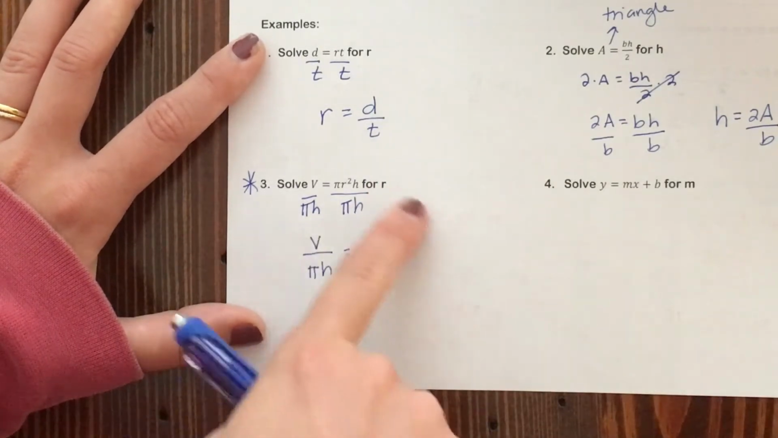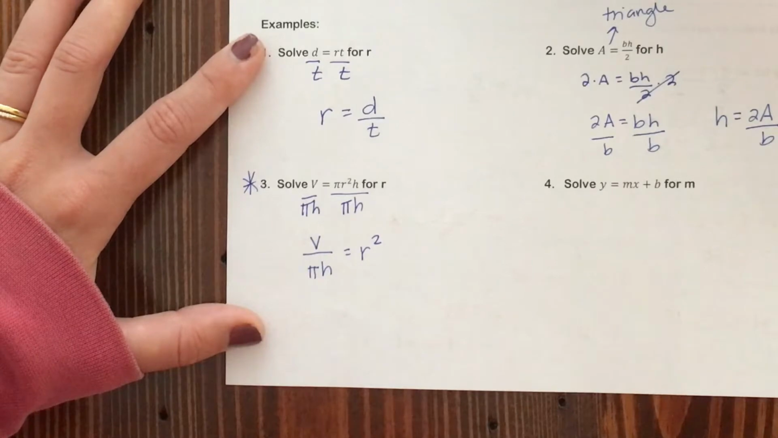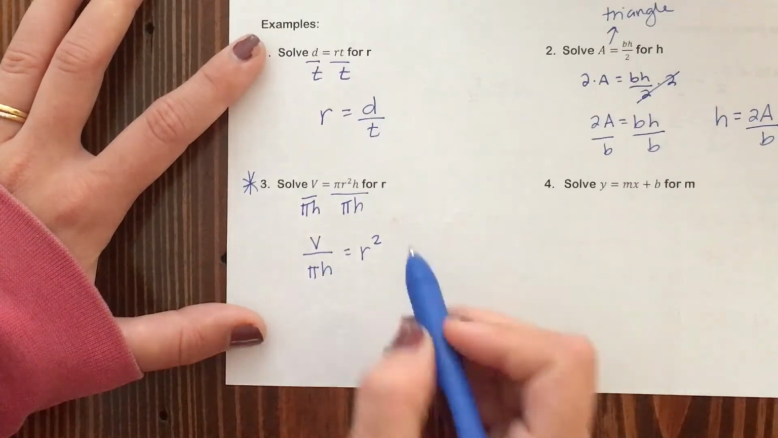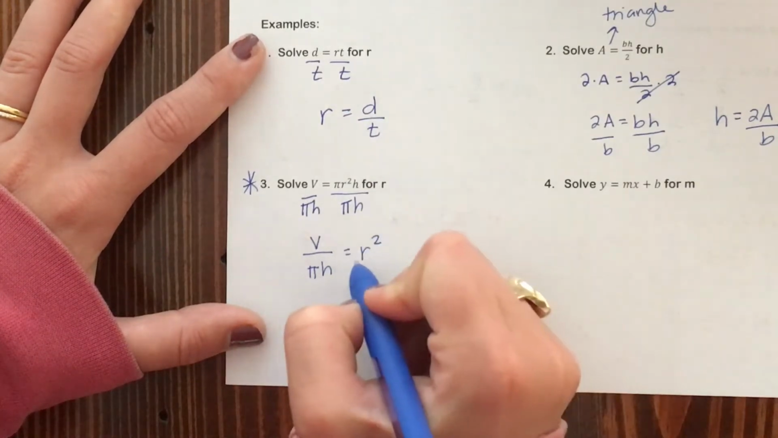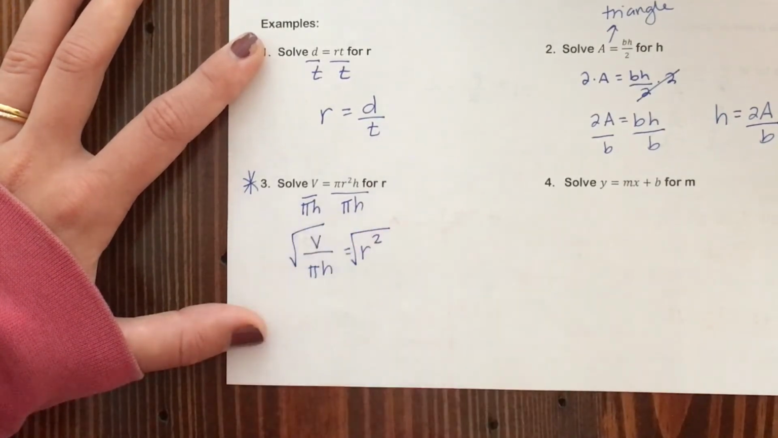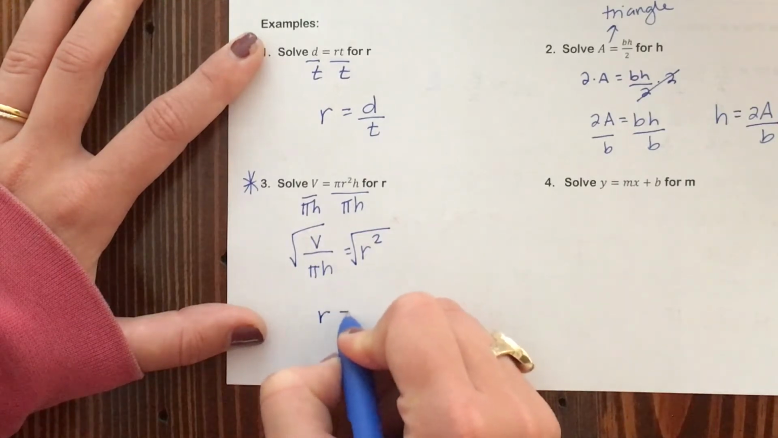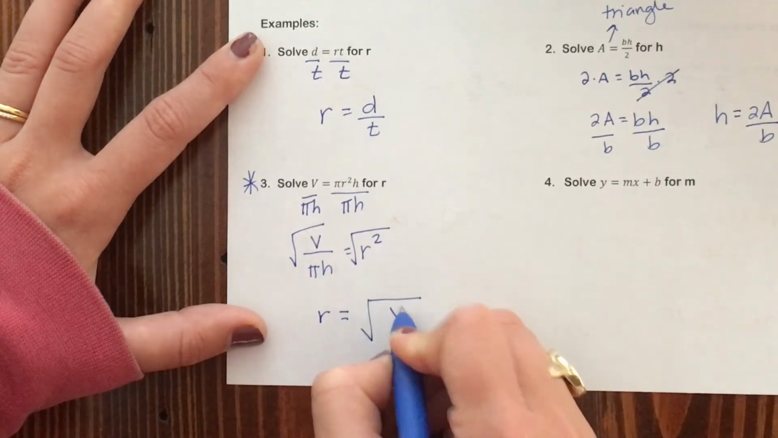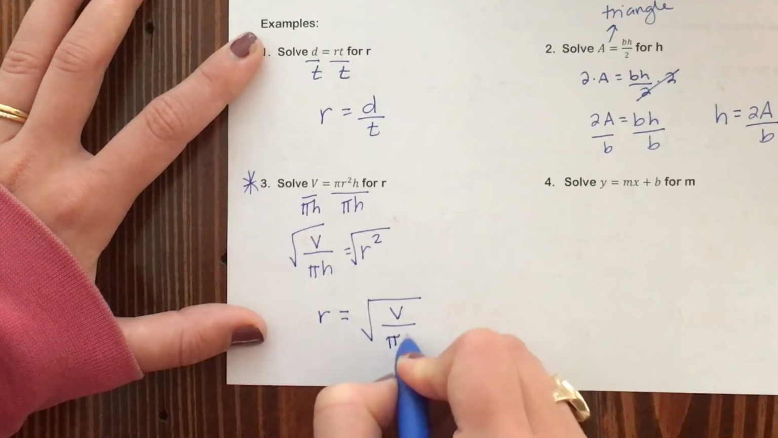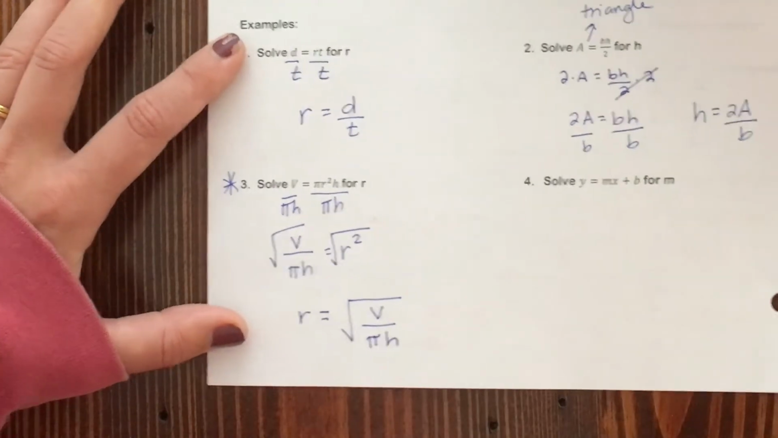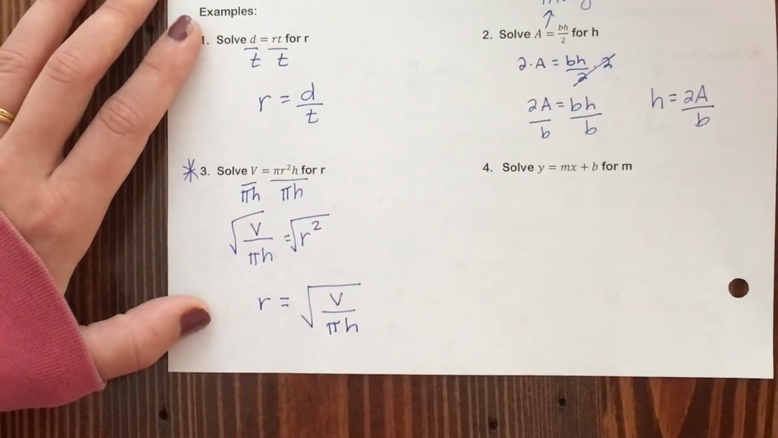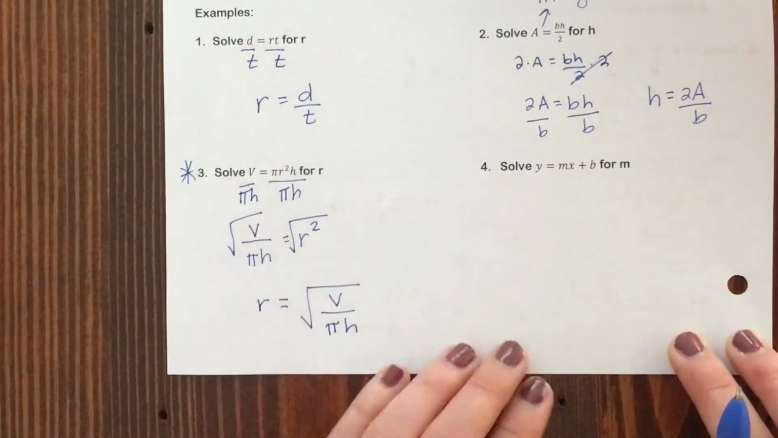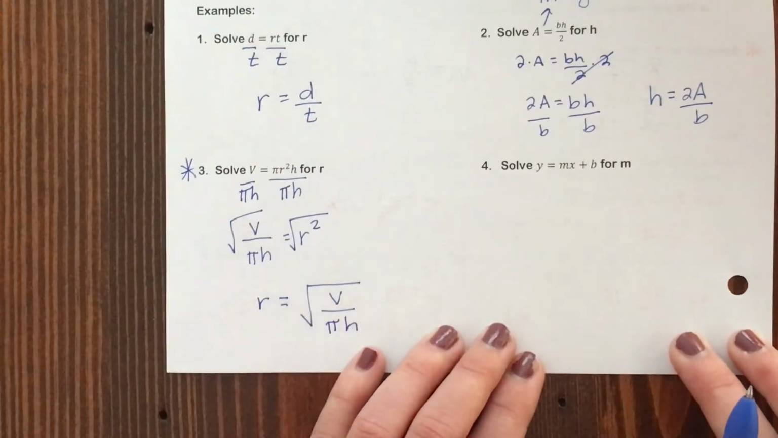We haven't talked about the inverse of squaring, but think about it. 5 squared is 25, and then the square root of 25 is 5. So to get rid of this squared, we're going to take the square root of both sides. So my answer ends up being r equals the square root of V divided by pi times H. Okay, you can make a comment in Google Classroom if you have a question, or just come to class with questions if you're not sure how I did that one.